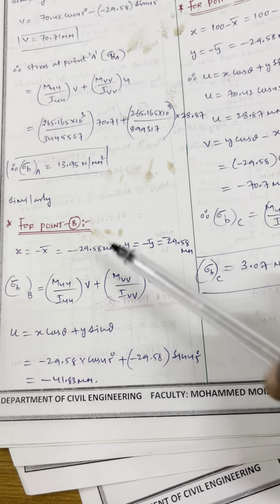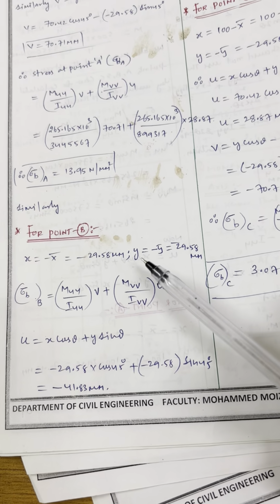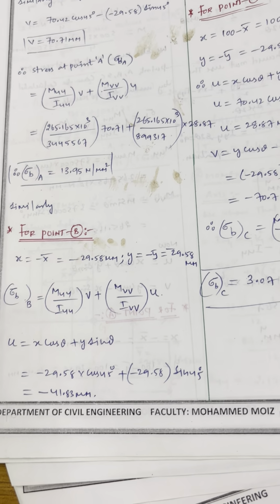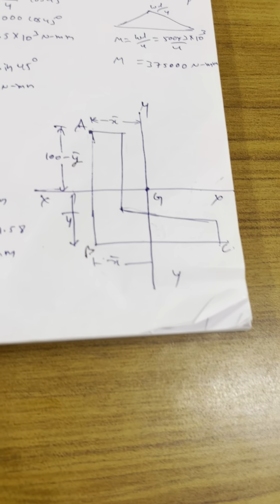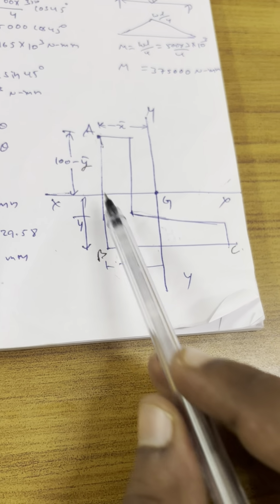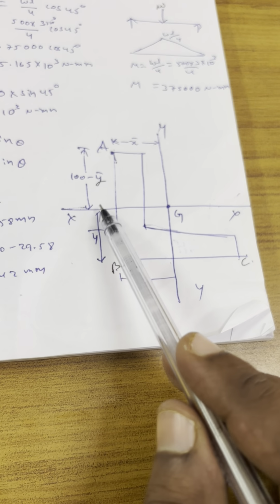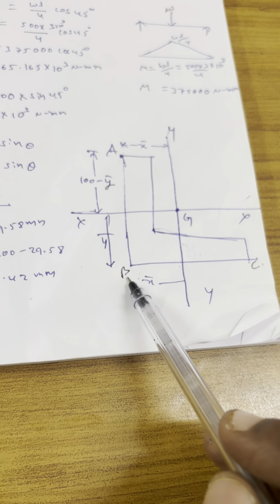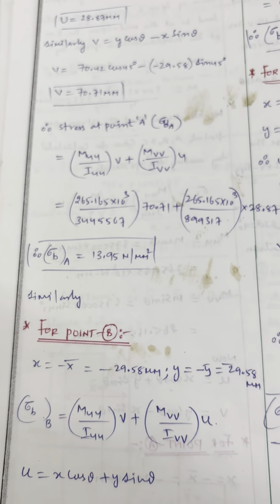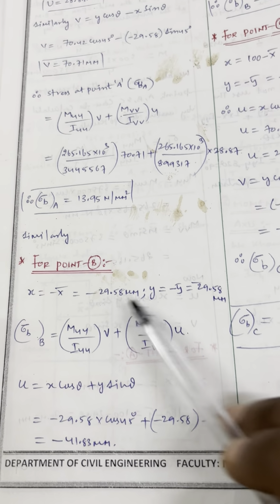Similarly, for point B, x equal to minus x bar, y equal to minus y bar. If you see the figure, where is the point B? X equal to minus x bar, to the left side of the y axis. And where is B with respect to the x axis? Minus y bar, downside. So minus x bar, minus y bar.